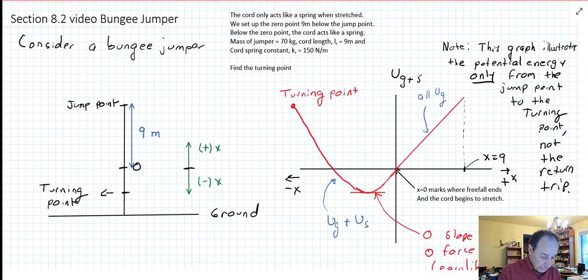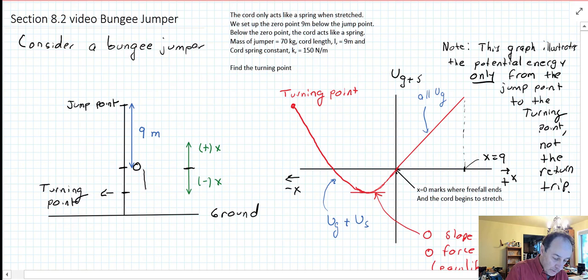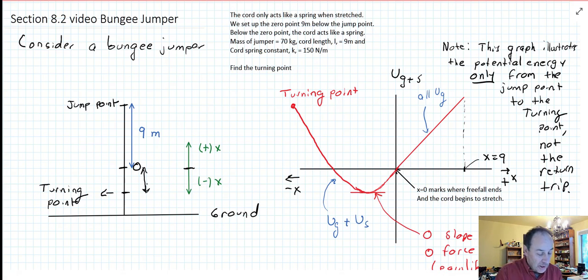Some distance below that, the cord's going to stretch from this point 0 to this point we're calling the turning point. The cord is going to stretch. First, it's going to slow down, and at the turning point, they're going to start making their way back up. What we're asked to do is, assuming no friction and all that kind of stuff, just using springs and gravitational energy, how far are they going to fall? Where is this turning point?